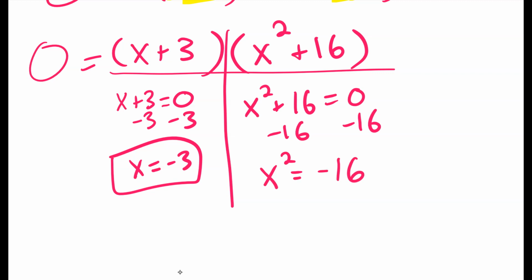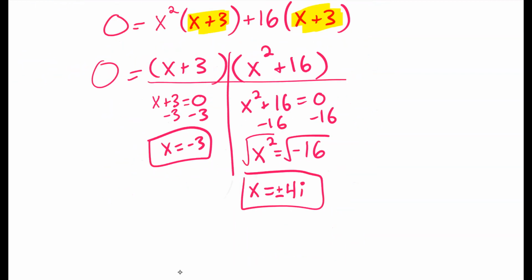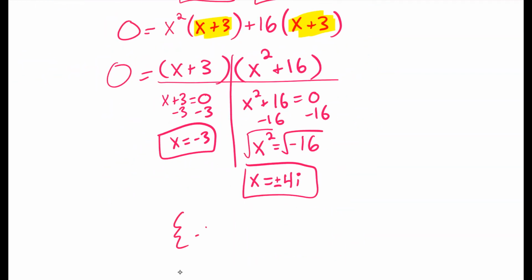And here's the easiest place to forget something. When I take a square root on both sides, I get x equals the square root of negative 16 is 4i, but you need to consider that when you're solving this quadratic, you should have two solutions. So x is equal to plus or minus 4i. So here are your roots. Negative 3, negative 4i, and positive 4i.